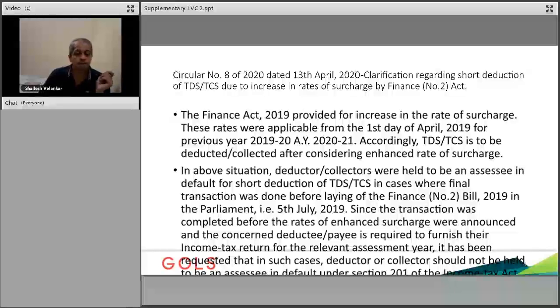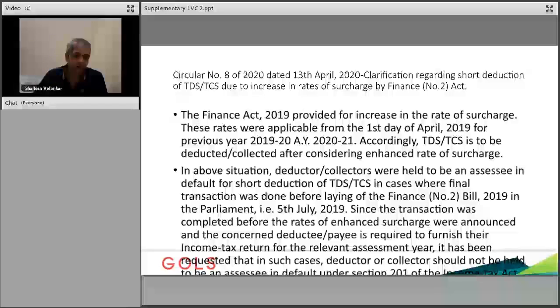Now read this carefully. This line I have picked up from the supplement. It looks a little complicated, but once I discuss it with you, you will come to know that this is a pretty interesting thing that they are talking about. What does the slide talk about? The Finance Act 2019 provided for an increase in the rate of surcharge.